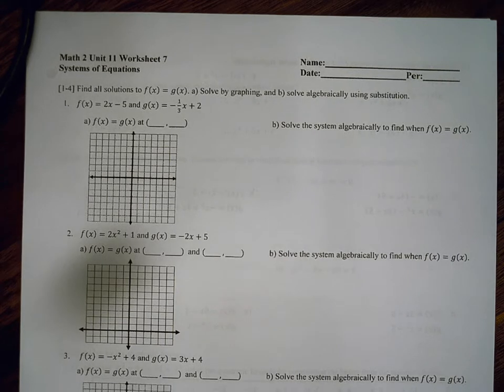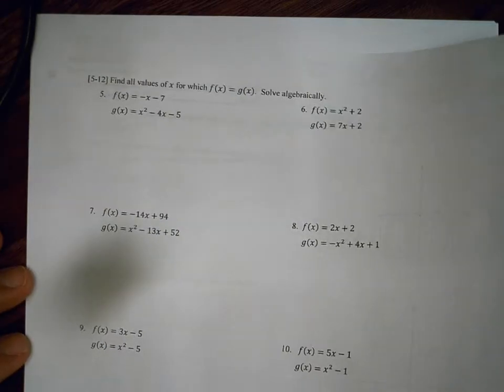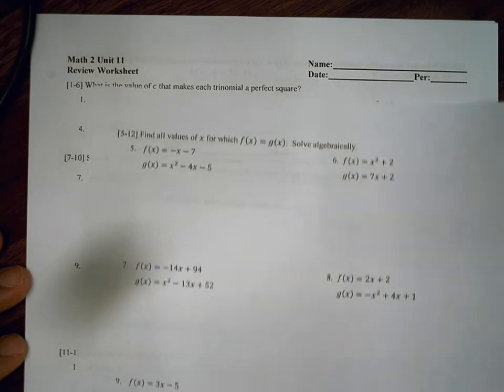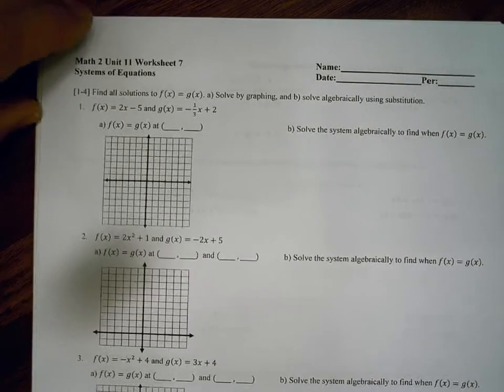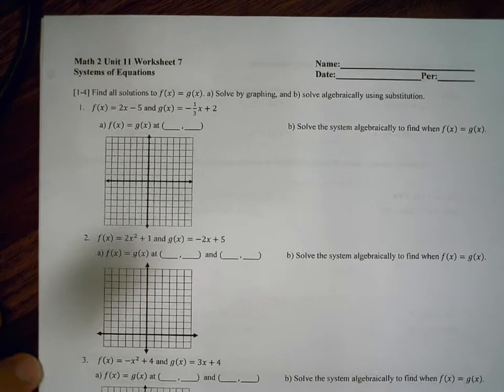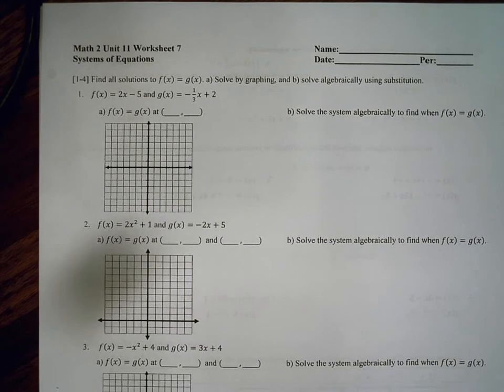Okay, let's get started on a few problems off of worksheet 7. There are 4 questions on the front, and there are, looks like 2, 4, 6, 8, 9 on the back. I'm going to do a couple off the front for you and a few off the back. Okay. So, find all solutions to f of x equals g of x. A, solve by graphing, and B, solve algebraically using substitution.